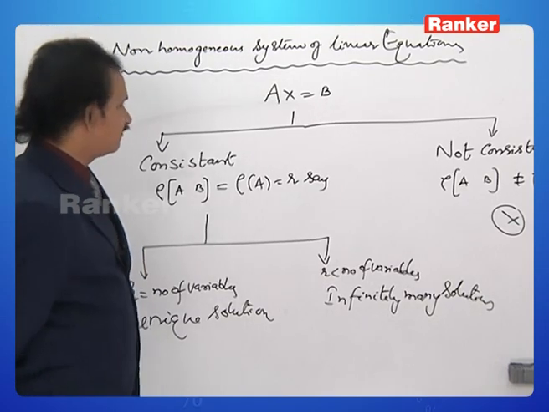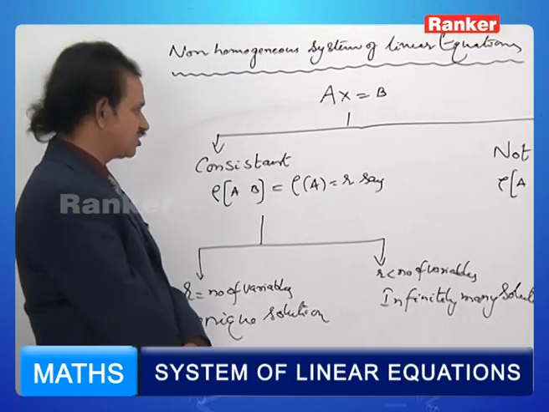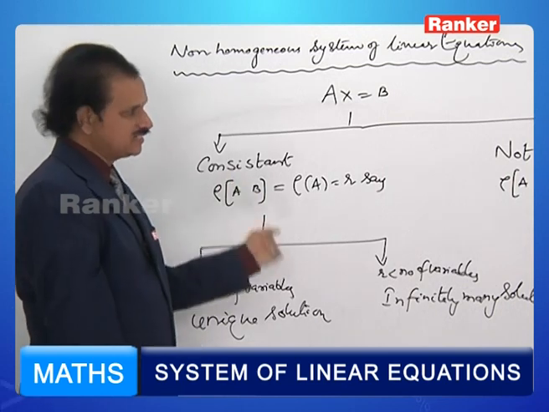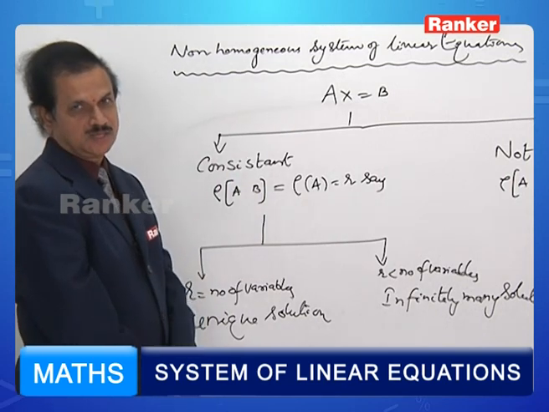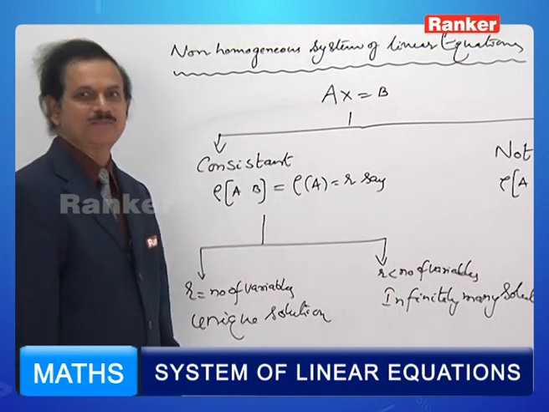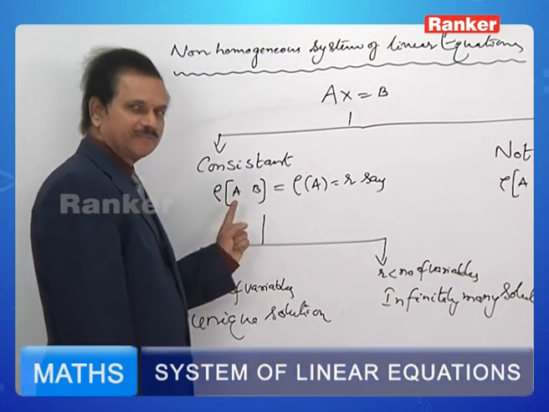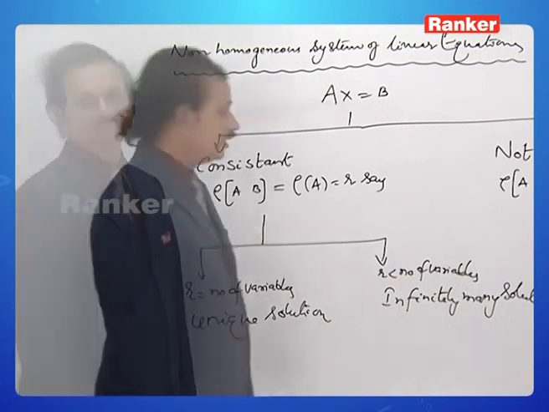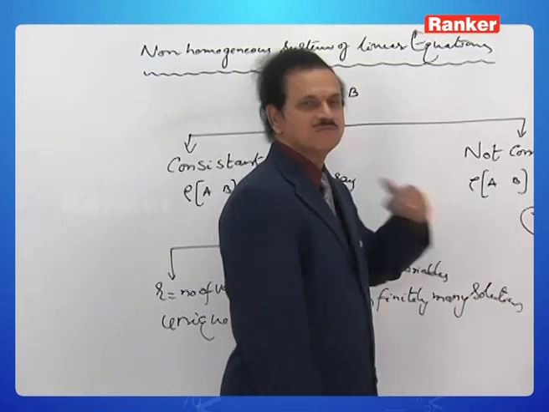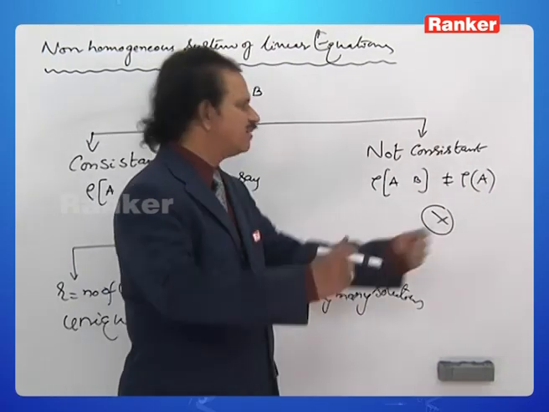Observe the picture very carefully, my dear. In the case of non-homogeneous system of equations, how many cases will arise? Consistency and inconsistency. In order to test or recognize that the system is consistent, you must notice that rank of the augmented matrix AB is equal to rank of A. If this does not happen, that is, if rank of AB is not equal to rank of A, then the system is inconsistent. Throw it away in the dustbin. It will have no solution at all. No question of any discussion.